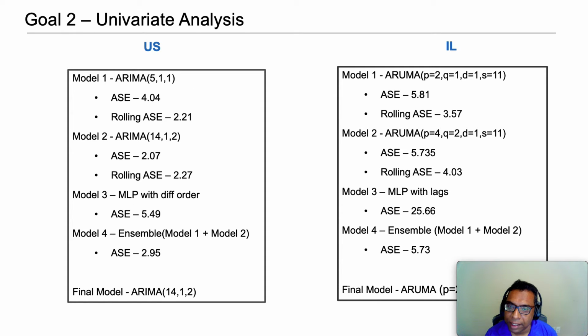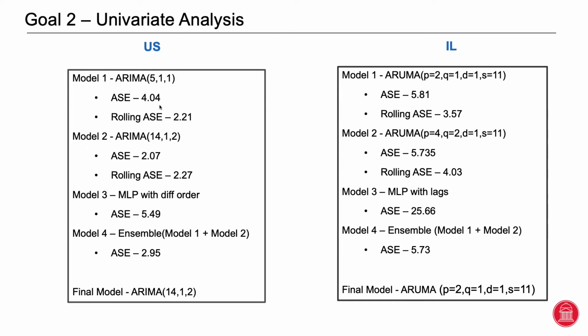Here are the model comparisons. ARIMA 511 produced an ASE of 4.04 with a rolling ASE of 2.21. ARIMA 1412 produced an ASE of 2.07 with a rolling ASE of 2.27. Model 3, which is an MLP model with a diff order, produced an ASE of 5.49. And the ensemble model, which is model 1 and model 2, produced an ASE of 2.95. So based on ASE, ARIMA 1412 was the chosen model.